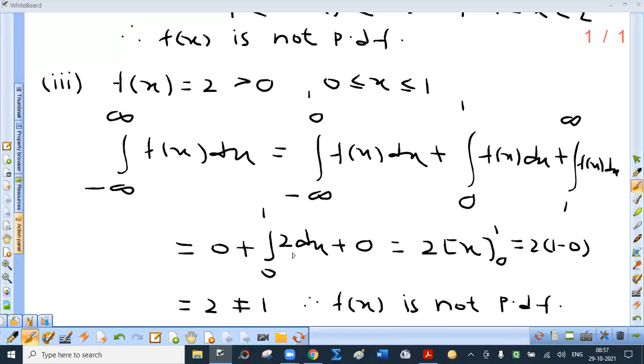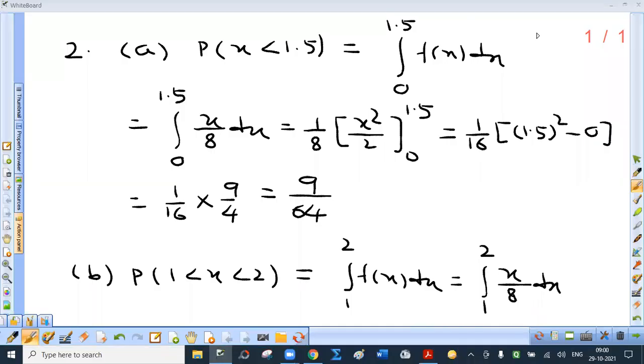Now it is integral 2 dx. It is 2x, upper limit 1, lower limit 0. So the value of this definite integral is 2. You have to just say it is not equal to 1. So the second criterion is not satisfied. So f of x is not probability density function.